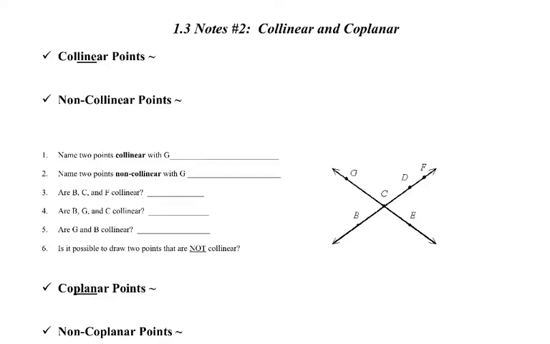Okay, so now we're going to learn some other new words. One word is collinear, and its partner, non-collinear. I underlined the word line, kind of buried in the word collinear. And when we see that word line, that's going to help us. Collinear points are points on the same line.